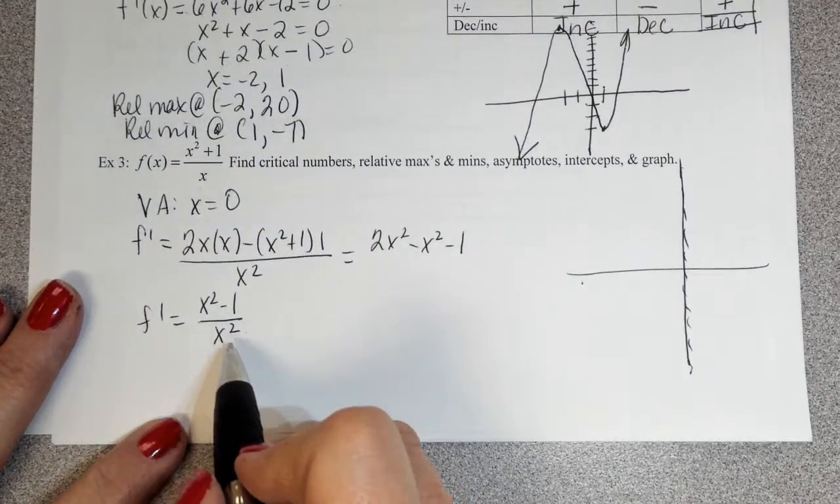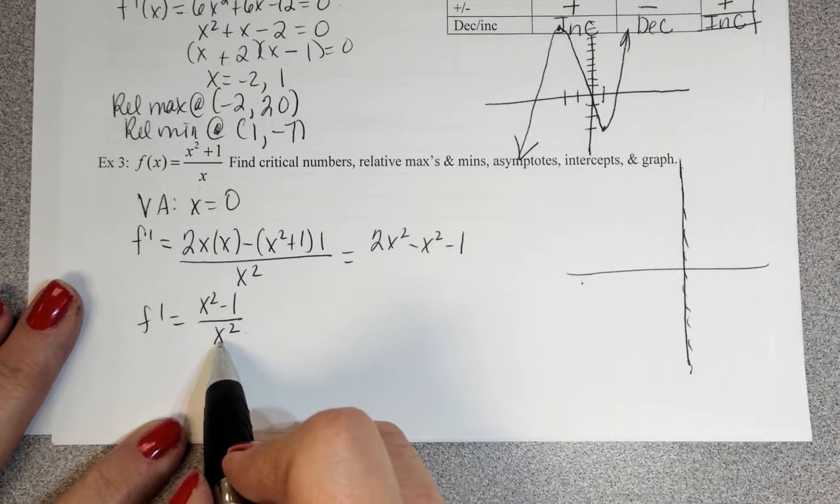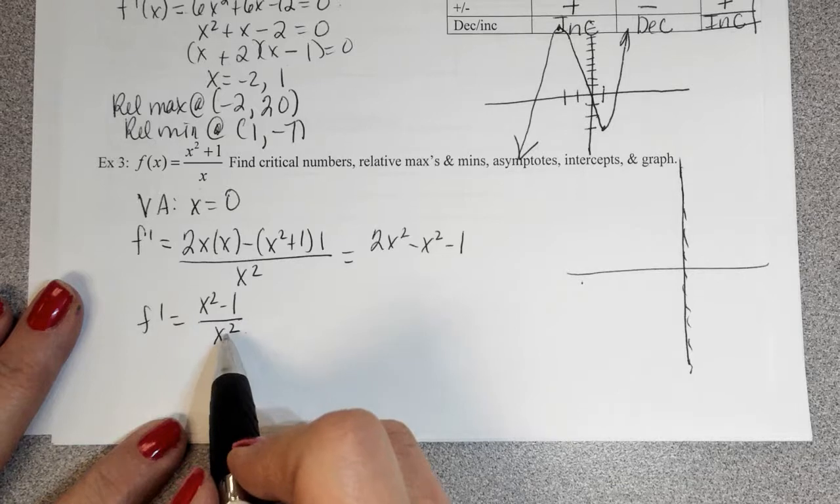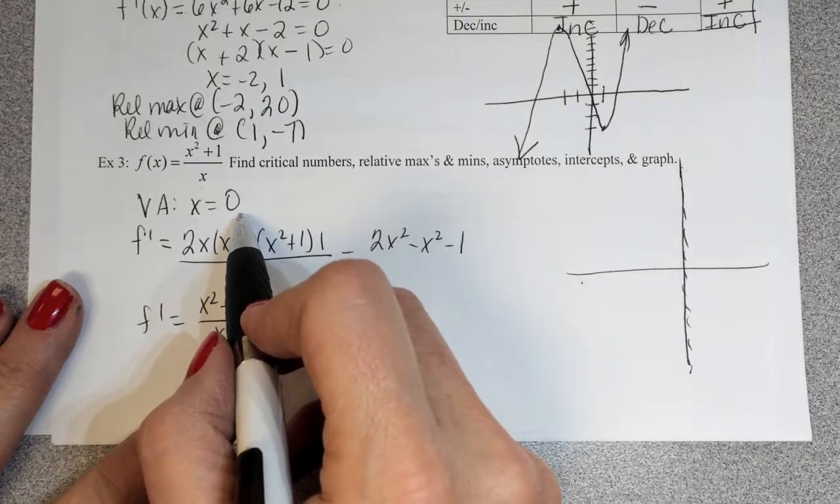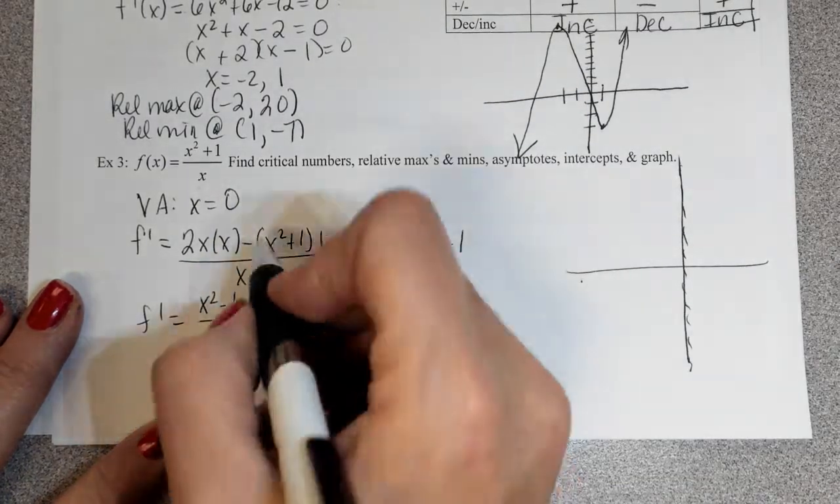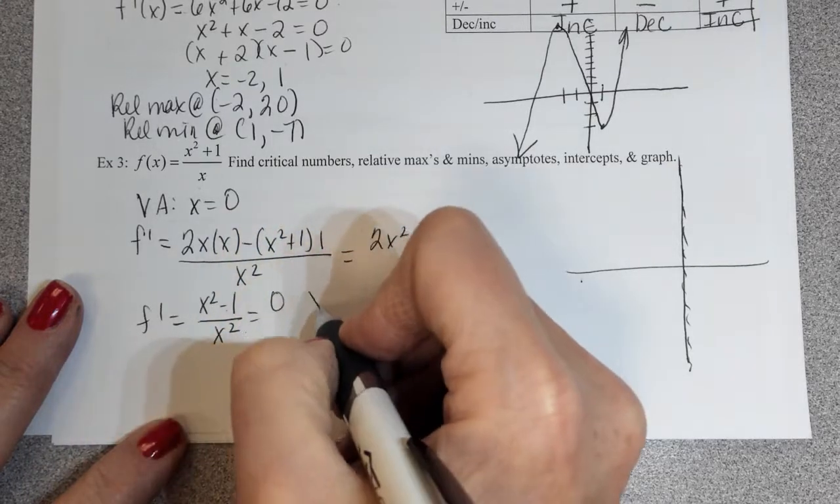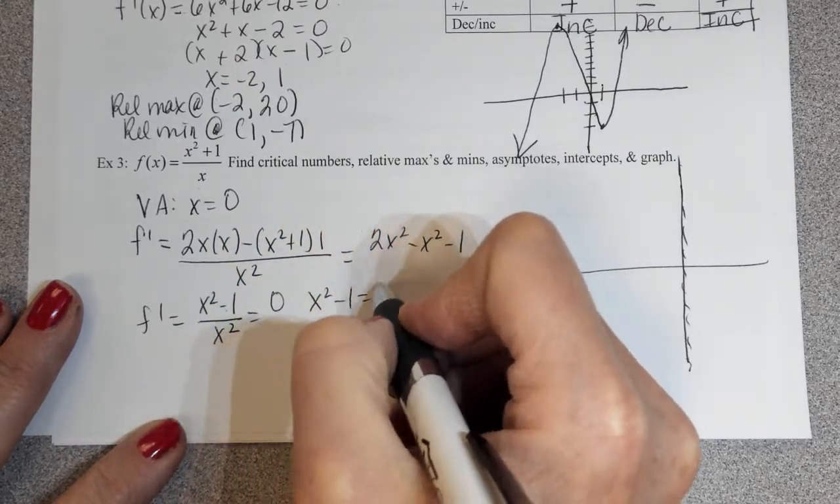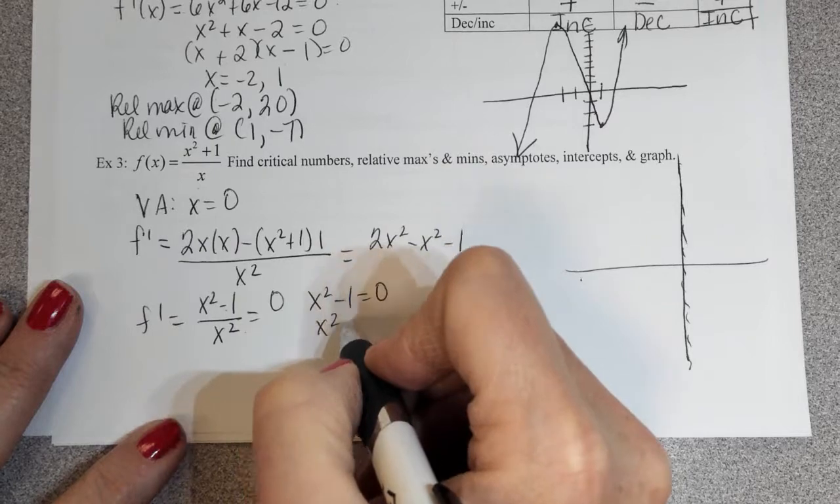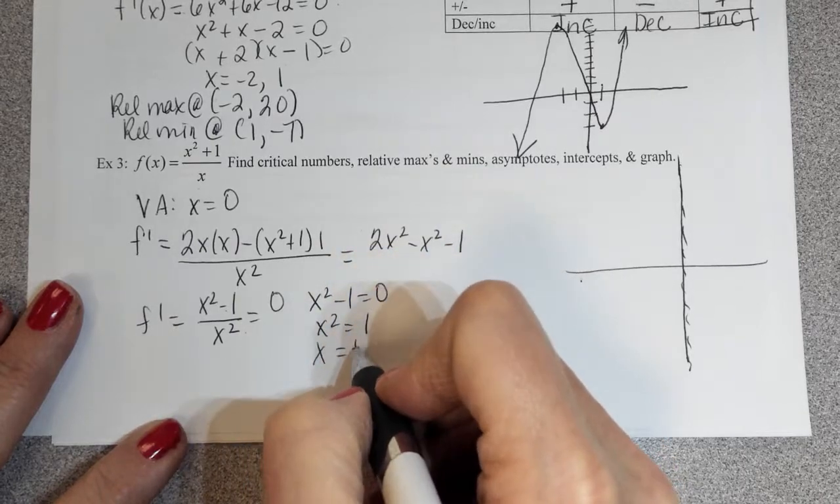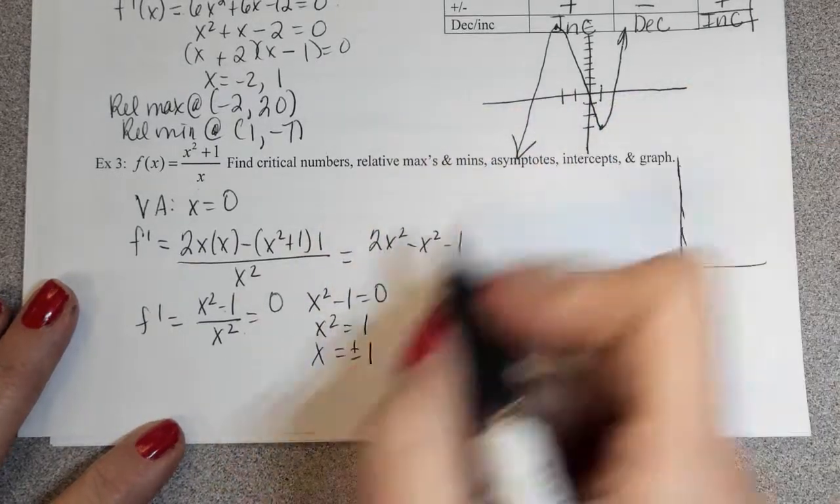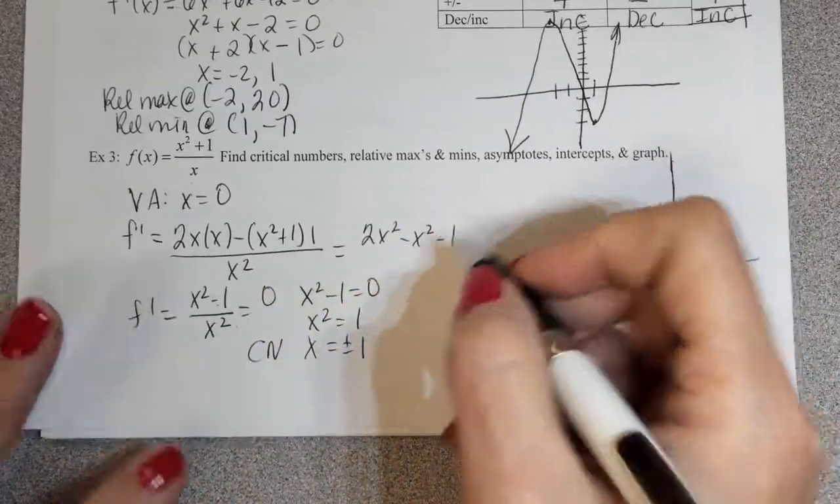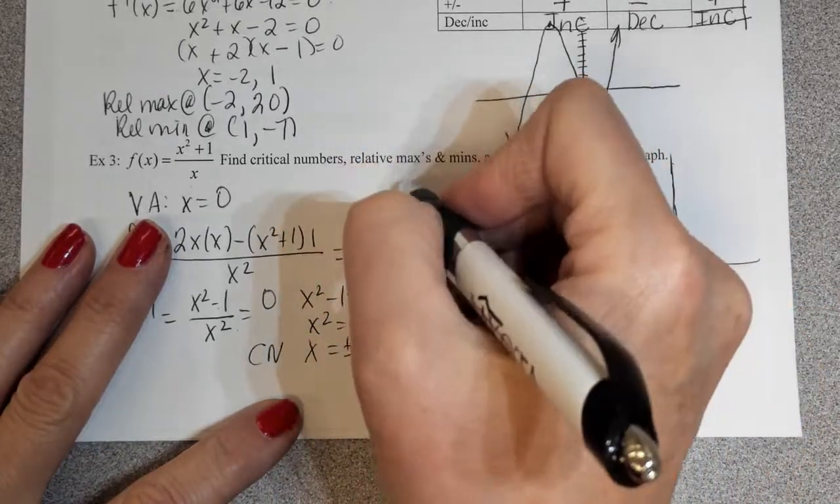And so what I'm going to look at now is the fact that whatever makes this undefined could be a critical number, but it's already a vertical asymptote, so it's not a critical number. So I'm just going to set that numerator equal to 0. Bring over the 1, take the square root, plus or minus 1 would work there. So those are my critical numbers.